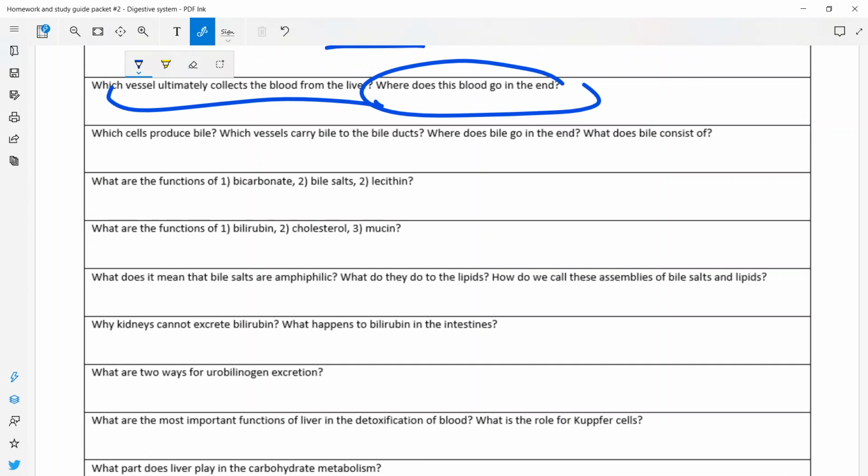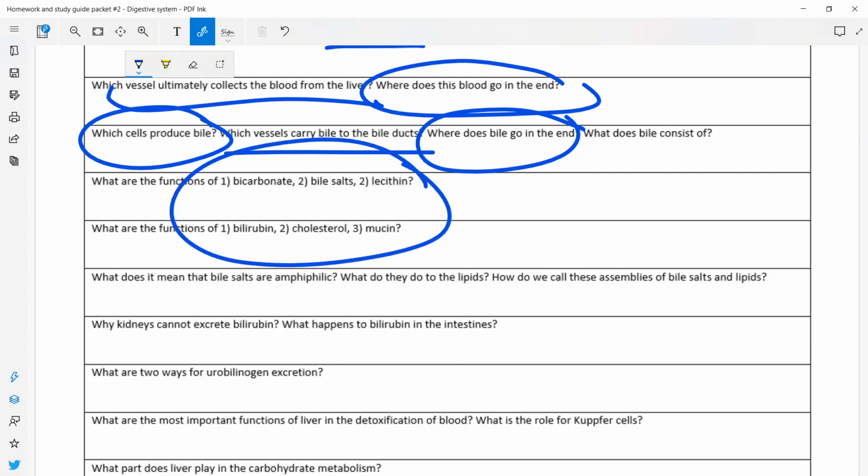Hepatocytes produce bile. Bile canaliculi carry bile to bile ducts, and at the end, bile goes into the main hepatic duct. And remember, know the anatomy of hepatic ducts, like that main hepatic duct and main cystic duct merge, forming the main bile duct.